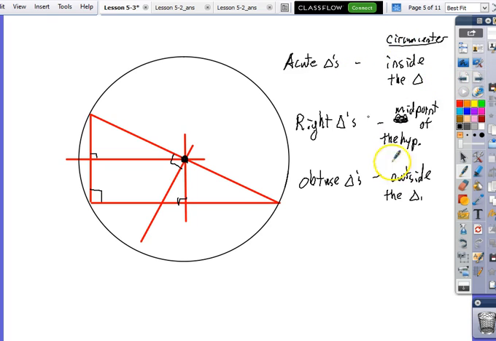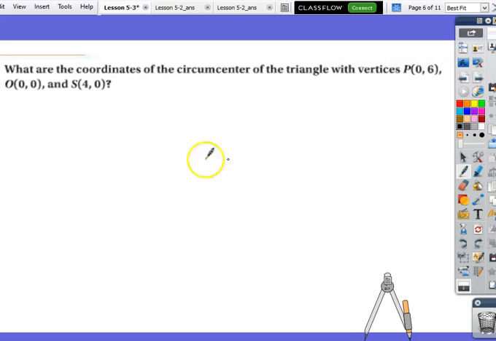So you might want to write this stuff down. Acute angle, circumcenter is inside. Right triangles, it is the midpoint of the hypotenuse, and obtuse triangles, circumcenter is on the outside. All right, so let's do a problem in which I'm going to apply that set of knowledge.